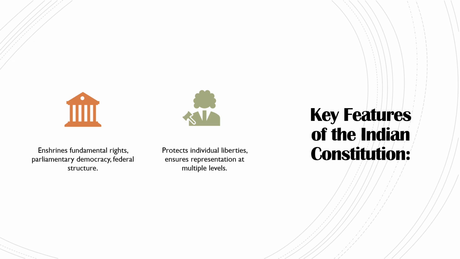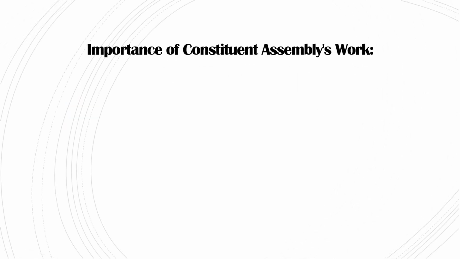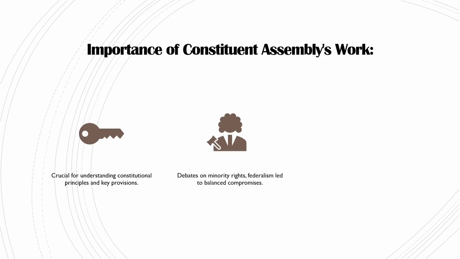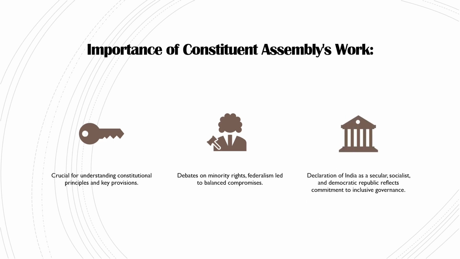Understanding the work of the Constituent Assembly is crucial for a deeper appreciation of the Constitution's principles. The Assembly's deliberations and debates, conducted in the historical context of post-colonial India and the challenges of partition, laid the foundation for key constitutional provisions. For example, the debates on minority rights and federalism led to compromises that balanced unity with diversity. The Assembly's decision to declare India a secular, socialist and democratic republic reflected a commitment to inclusive governance and social justice.